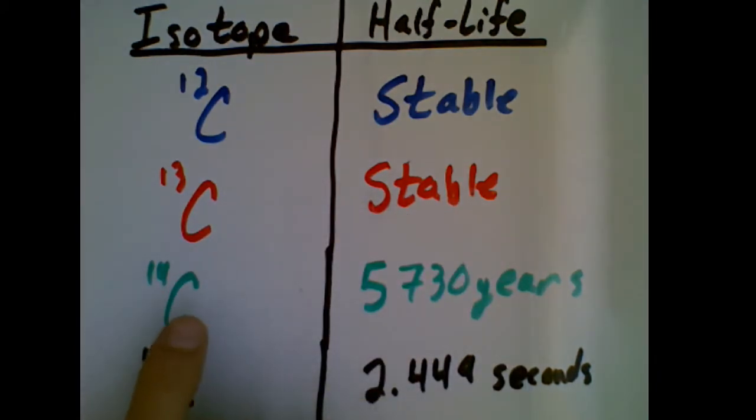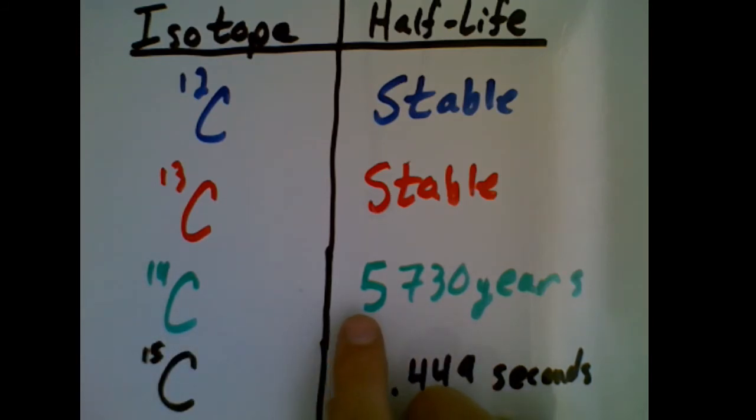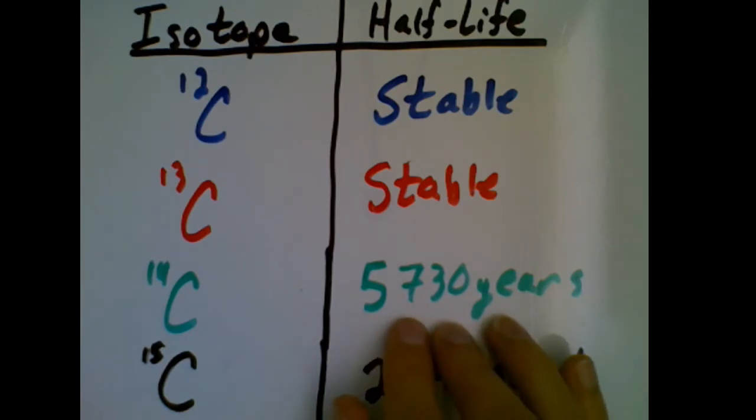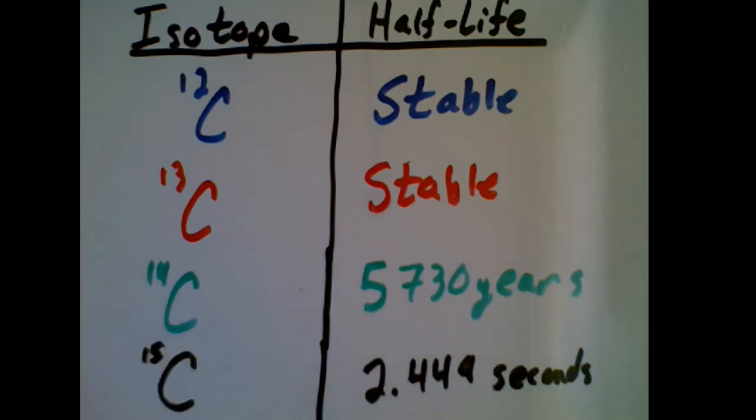But carbon-14, on the other hand, is not so stable. Carbon-14 breaks down roughly, or half of it will break down, every 5,730 years. See, that's the half-life of carbon-14. This half-life actually allows us to be able to measure the amounts of carbon.